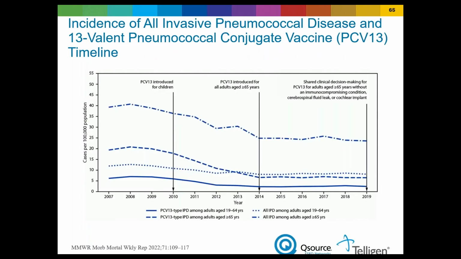So this gives a timeline of different vaccines. Initially, the PCV13 was introduced in children, followed by adults. And then more recently, the PCV13 vaccination has been somewhat relaxed to state that there should be shared clinical decision-making for adults over the age of 65 or those who are immunocompromised.